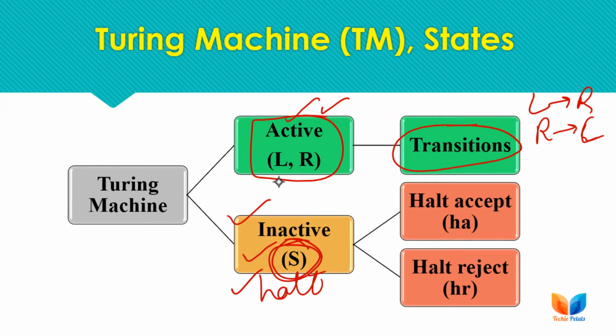So the machine will be in inactive state and that state will be represented by the static move. And if we have to read the next symbol from the left, then we will be having a left move. If we have to read the next symbol from the right, then we will be having a right move. But all these moves are possible for the active state only, right?